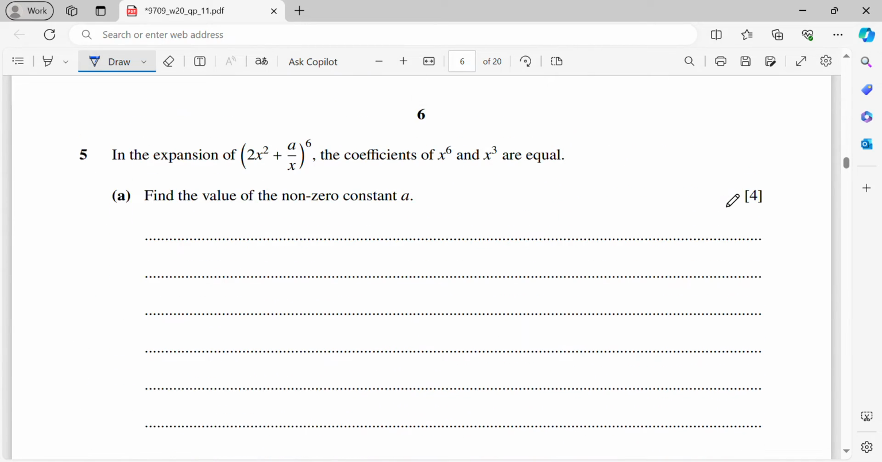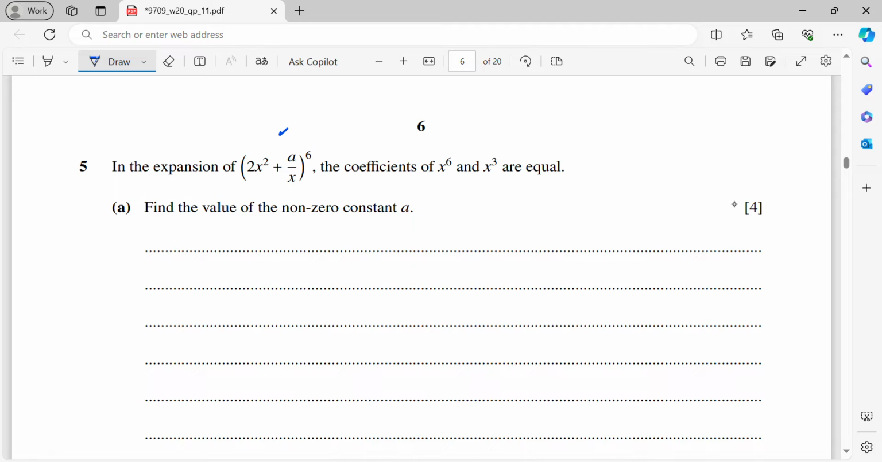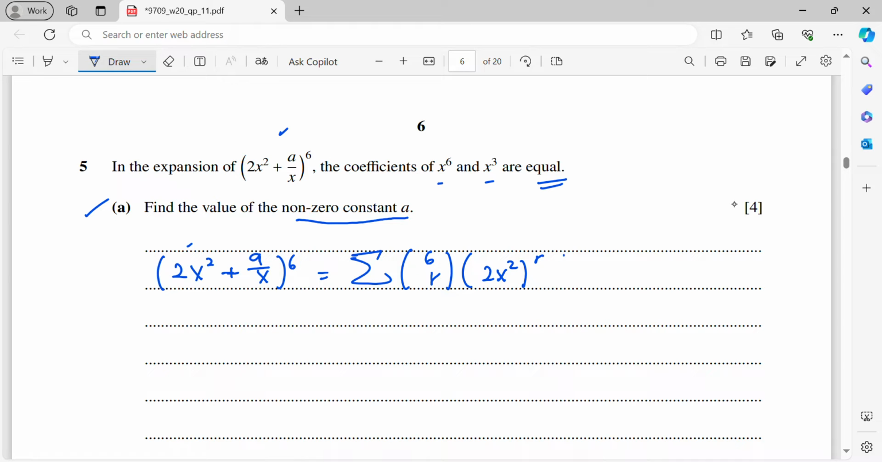Okay, now question number 5. In the expansion of this term, the coefficients for x cubed and x to the power 6 are equal. Now, A, find the value of the non-zero constant a. So what I need to do is write this expansion in summation form. This is basically summation 6Cr, then the first term is 2x squared to the power r, followed by the second term, plus a over x, so a over x to the power of 6 minus r, with r starting from 0 until 6.